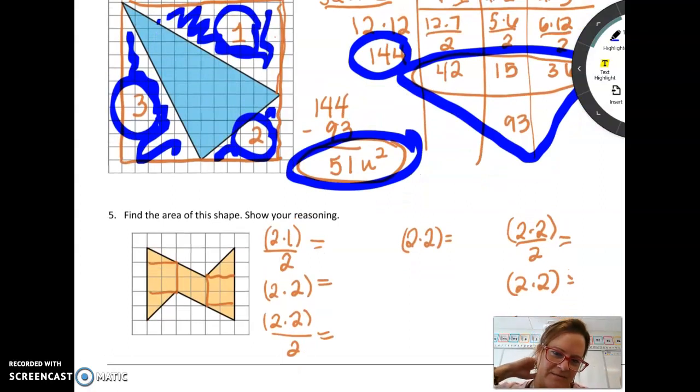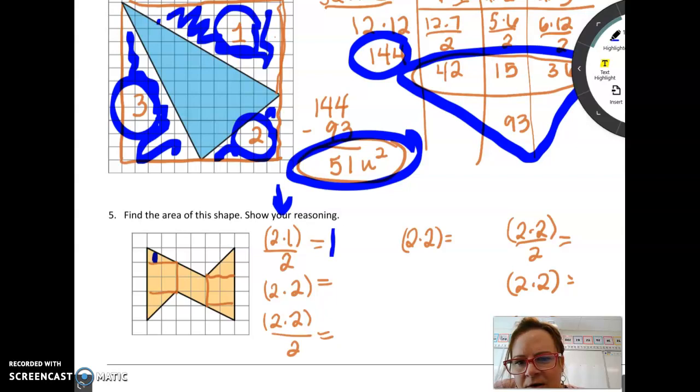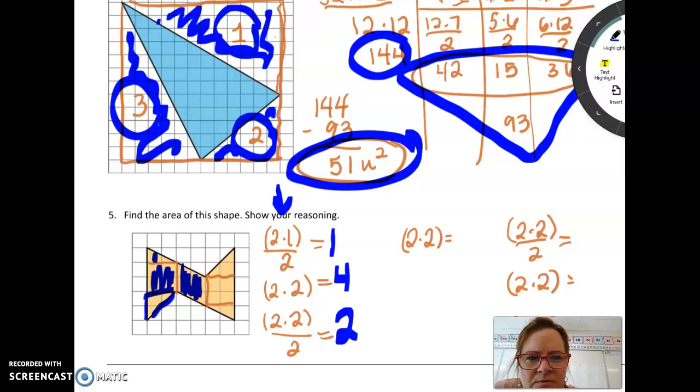This one's kind of fun too. I like finding areas of funky shapes like this. So this first one, I really subdivided or decomposed it. I don't think you had to do quite as much as I did here. My first row here is the 2 by 1 triangle. So 2 times 1 is 2, but then it's half of that, so 2 divided by 2 is 1. And the area of this 2 by 2 is 4. Then the area of this 2 by 2, but half of that is 2. And then the area of this parallelogram is going to be 2 by 2, which is 4.